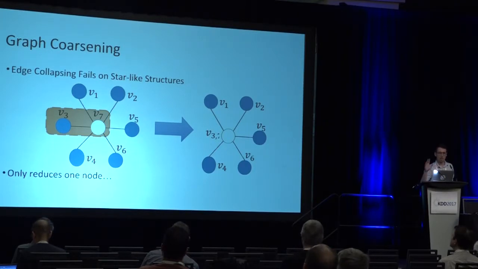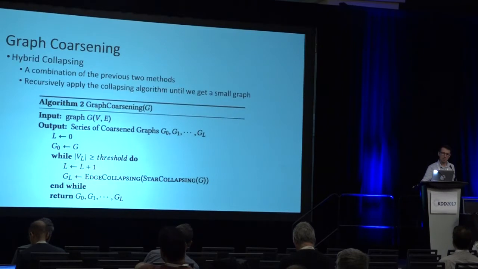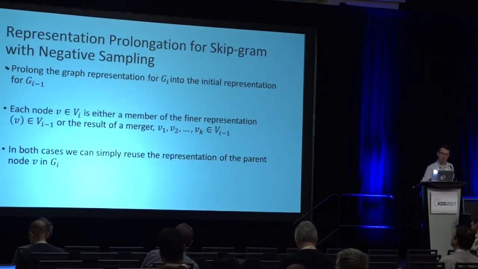So we have a hybrid approach that uses this edge collapsing and this star collapsing, because edge collapsing doesn't work so well when you have star nodes. The star collapsing is instead collapsing around the high-degree nodes, their neighbors directly. So in this hybrid approach, for all the nodes with degree higher than k, we do the star collapsing, then we do edge collapsing iteratively on it. That's the coarsening step that we use. I can talk more about this later, but I'm going to keep going for the sake of time.